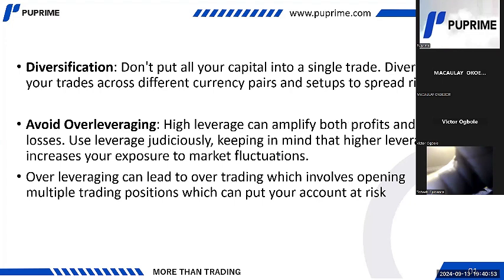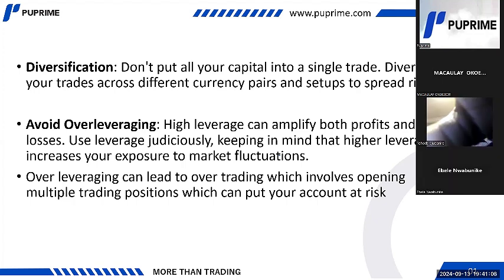Instead of putting 20 trades on one currency pair, why not split it across different currency pairs so that you can manage the risk? Because if you put all the trades on just one currency pair, what if it's a losing trade? It means you lose all of the trades at the same time, and that can affect your capital drastically.